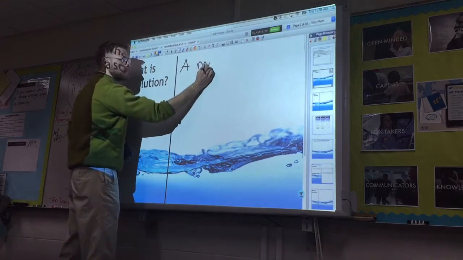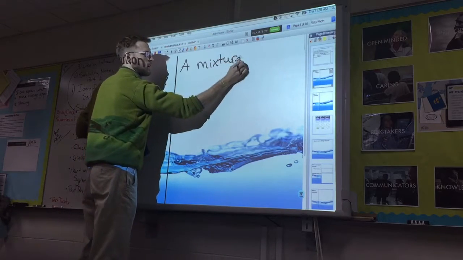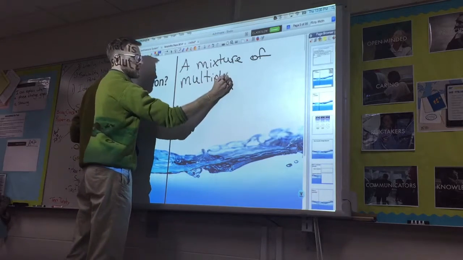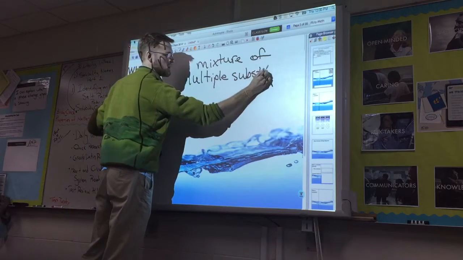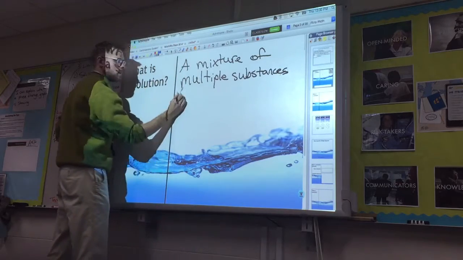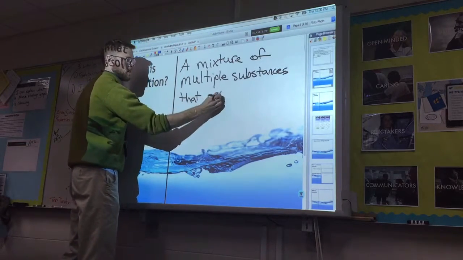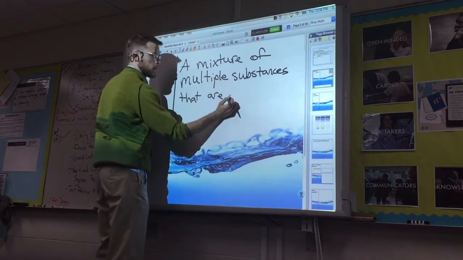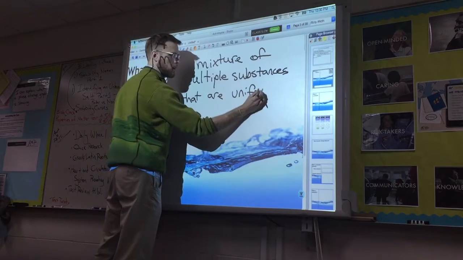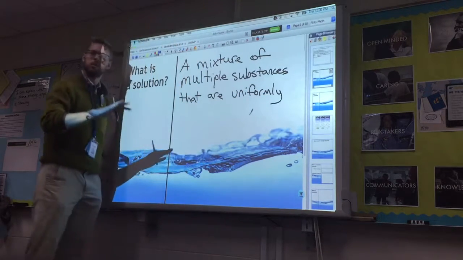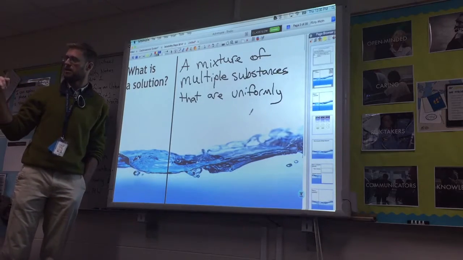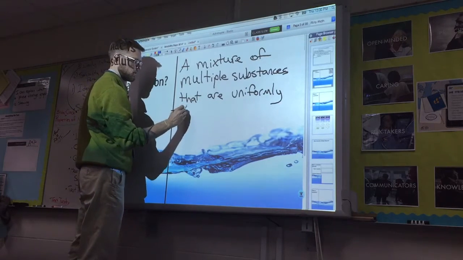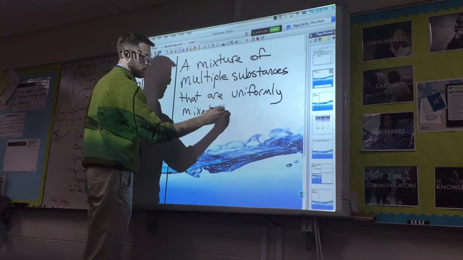It's a mixture of multiple substances. It's a mixture when those multiple substances are uniformly mixed together. When I say uniformly, I mean like totally smoothly. You cannot tell where one stops and the other starts. They're perfectly smoothly, uniformly mixed together.